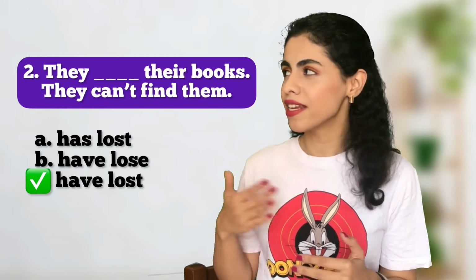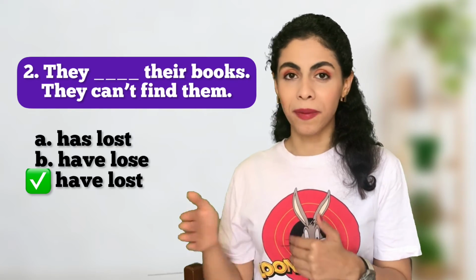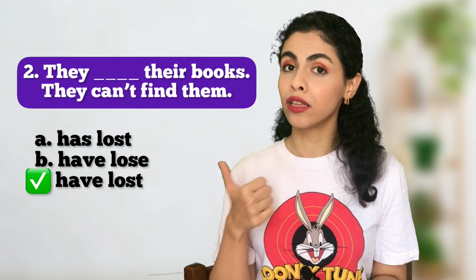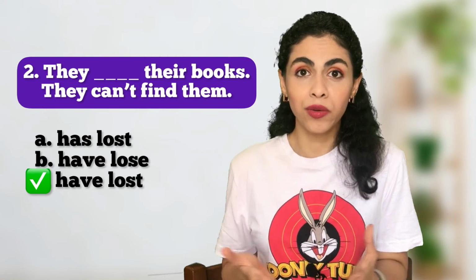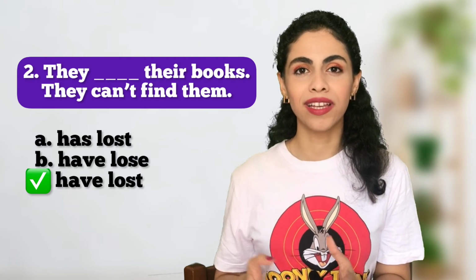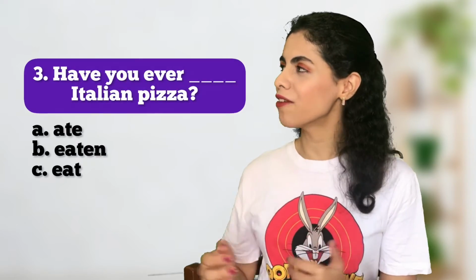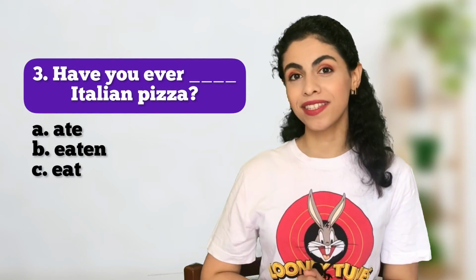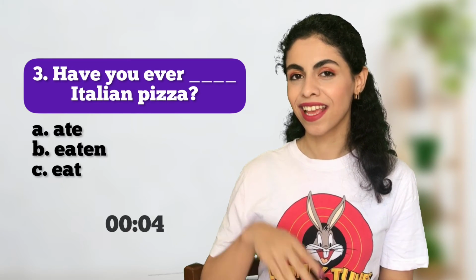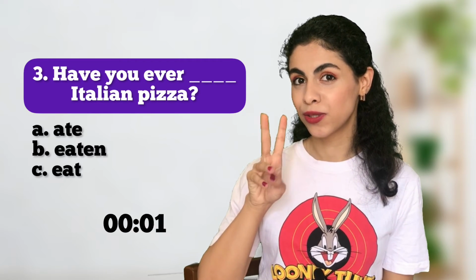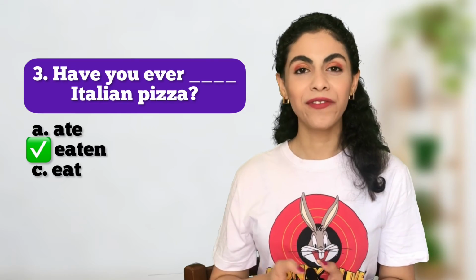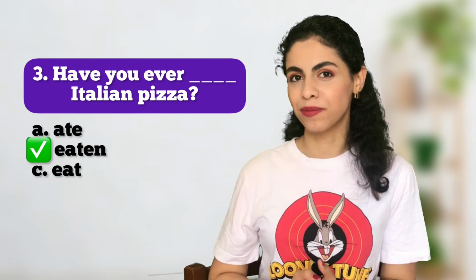As you can see, it is a connection between the past and the present. They lost it before and right now they can't find it. So you can see there is a present impact. The question number 3, have you ever Italian pizza? Have you ever eaten Italian pizza?